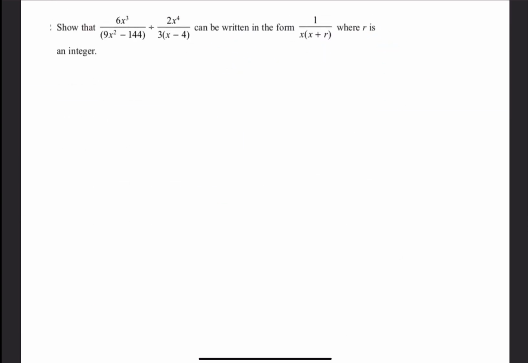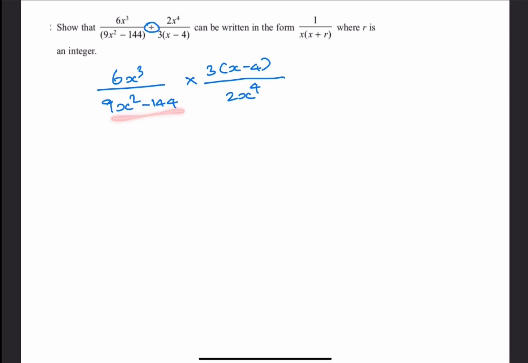Okay, show that it can be written like that. So if you look at it, let's sort out the division sign first. Division means 6x cubed over 9x squared minus 144. Division becomes multiplication, and the second fraction becomes a reciprocal itself. 3 bracket x minus 4, let's keep it like that, over 2x to the power 4. Now I can see, is there a quadratic? Yes, there is. You can simplify this one.